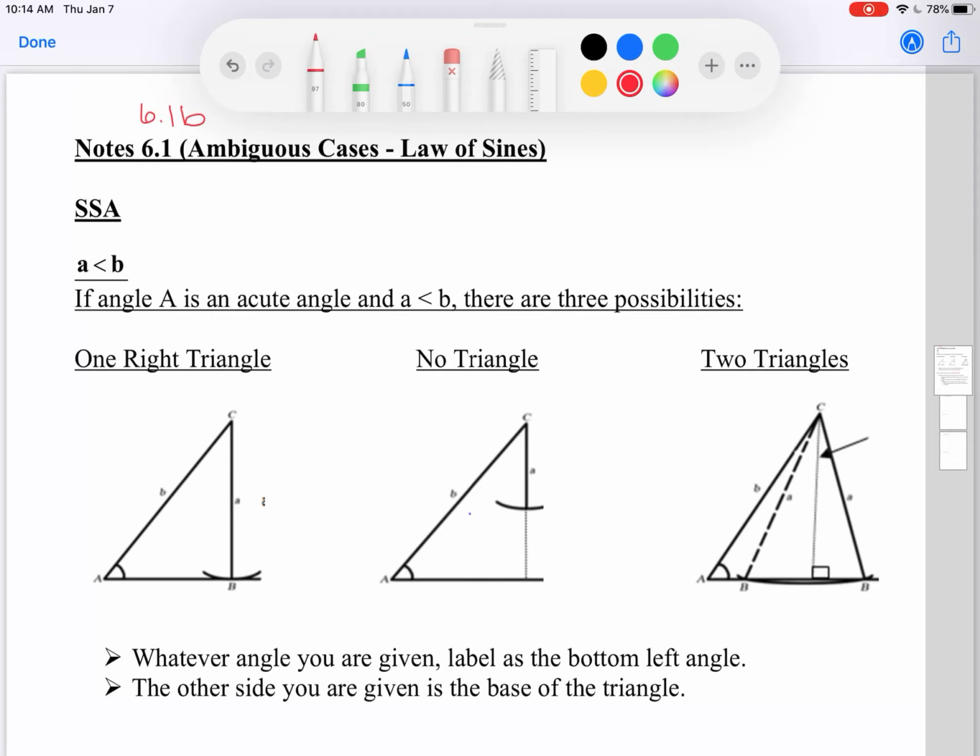So if we go back to 6.1a or even 6.2, we're given information. So in today's notes, the information that we need to keep an eye on is if we're given two sides and an angle. So if we were given side, side, angle. All right. And what we need to pay attention to is if we notice that between the two sides I was given, if side A is less than side B, then there's going to be three possibilities.